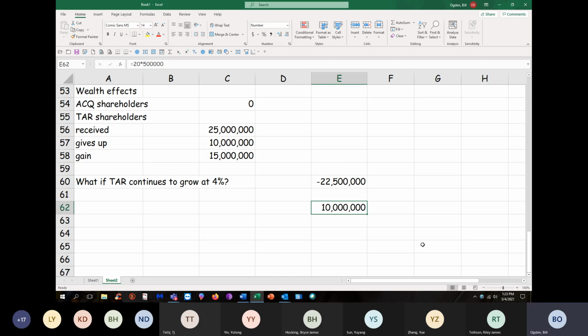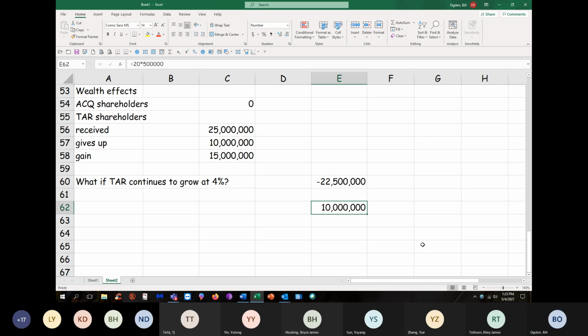All right. So we'd have $10 million worth of additional assets, and then we would have the difference there, $12,500,000 worth of additional goodwill. And then if over time we find that they can't grow TAR at 7%, well, then they may have to write down some of that goodwill.